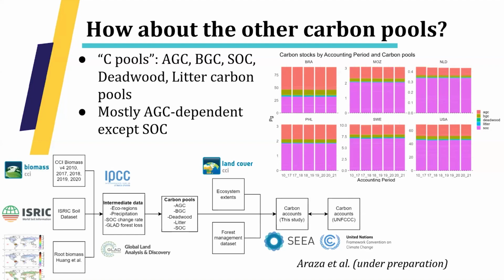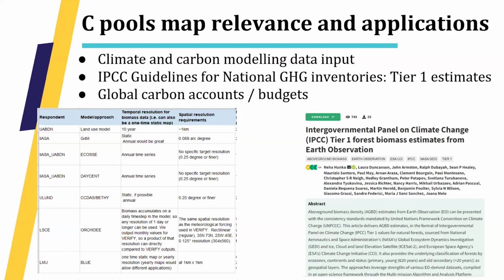So it's basically the carbon pools breakdown from the six country cases, including the Philippines, of course. I'd like to highlight the relevance and applications of the carbon pools map, not just the above ground component, but the carbon pools map. Mainly it's used for global scale applications. Number one in the list is that it's used as an input to the carbon models and climate models to understand the Earth system more, project climate change better, etc.